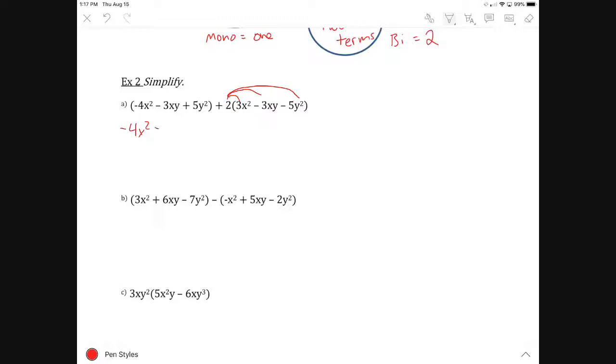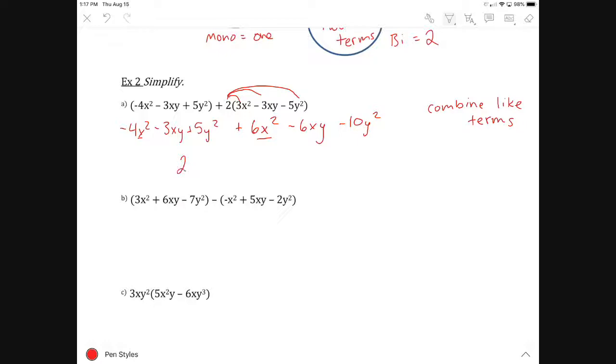So it's going to be negative 4x squared minus 3xy plus 5y squared plus 6x squared minus 6xy minus 10y squared. So now we're going to combine like terms. We've got x squared, xy's, and y squareds. First, let's look at our x squared. We've got a negative 4 and a 6. Those 2 are going to be our first to combine. So it's going to be 6 minus 4, and that's going to give us 2x squared.